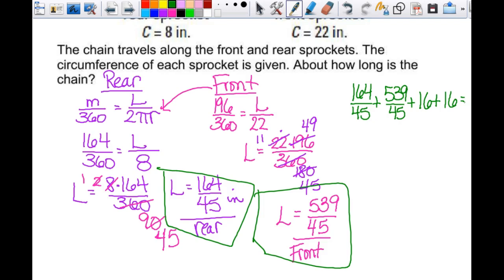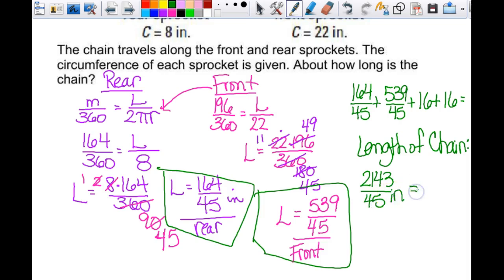So I'm just going to give you this. But I do also want you to notice that at least we have a common denominator here, right? It's already there for me for those two. I would still have to get one here, but we're not going to worry about that. I'm just going to give it to you. So the length of the chain, because I know you're capable of it, we just don't need to waste the time doing that. The length of the chain is 2143 over 45 inches, which is 47.622 inches. And then I'll get out of the way so you can write it down.